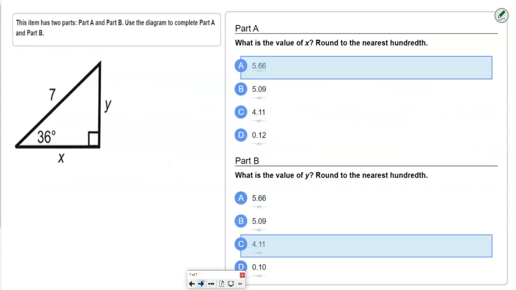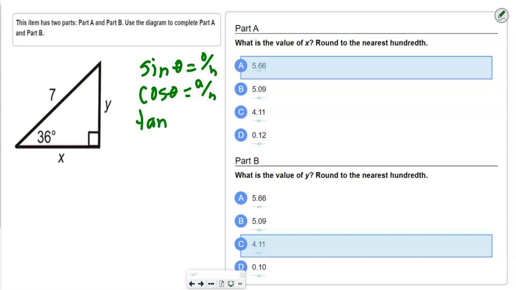All right, so our last two, this item has two parts, A and B. Use a diagram to complete both parts. So it says, what's the value of X? So here, on your formula sheet, you have sine, cosine, and tangent. If you remember, the sine of theta is equal to opposite over hypotenuse. Cosine of theta is equal to adjacent over hypotenuse. And tangent of theta is equal to opposite over adjacent.